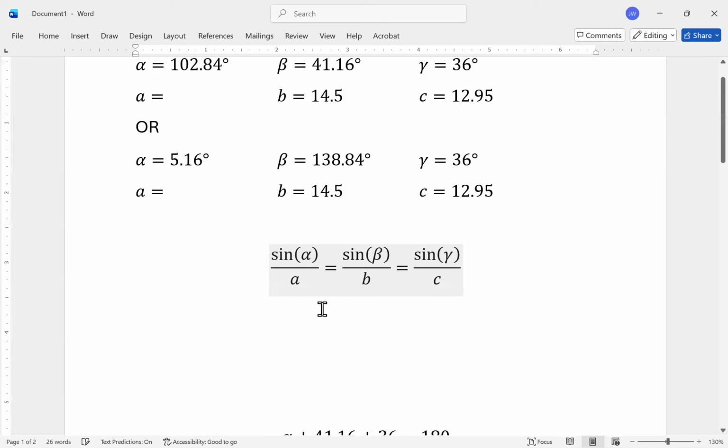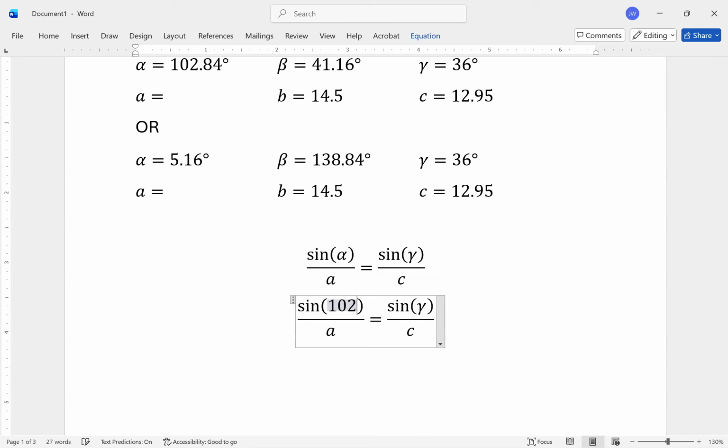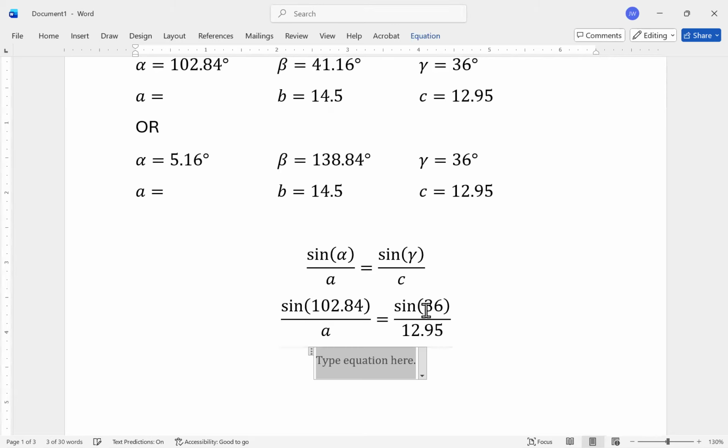So let's do case by case. Case one, I would have this ratio, and it would be sine of 102.84 divided by A is equal to sine of 36 divided by 12.95. That means A would be equal to 12.95 times the sine of 102.84 divided by the sine of 36.